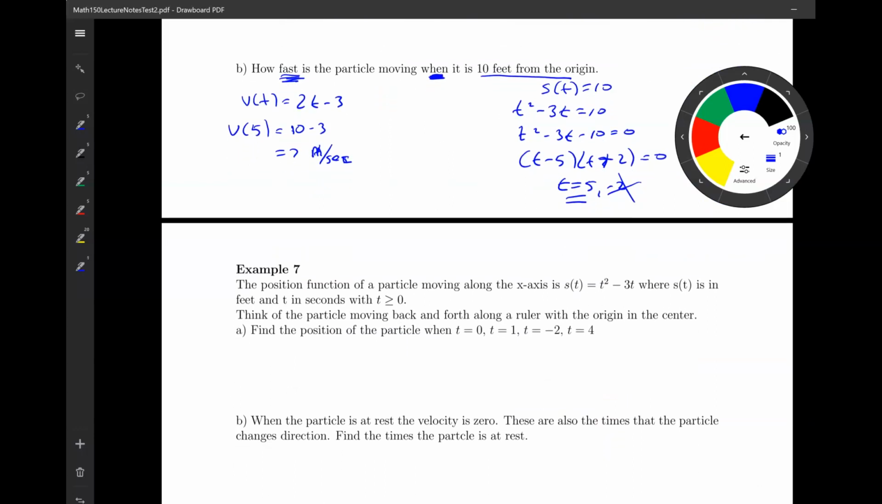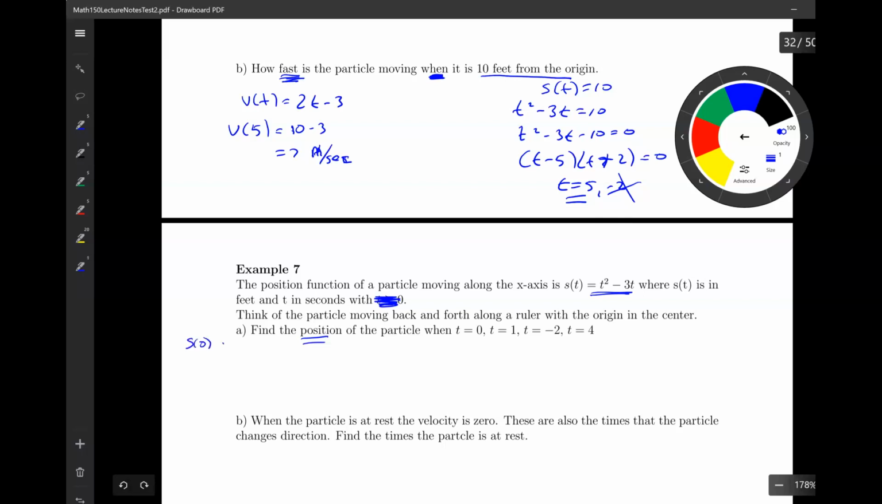Let's get rid of that criteria for a minute. Let's look at it because I want to talk about negative time. So here I've got this position function. It's the same one. So let's go find the position at all these different times, and then let's graph them.